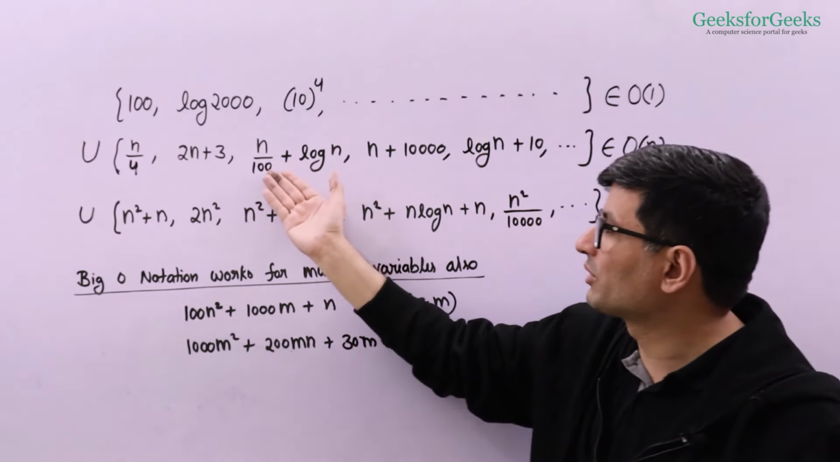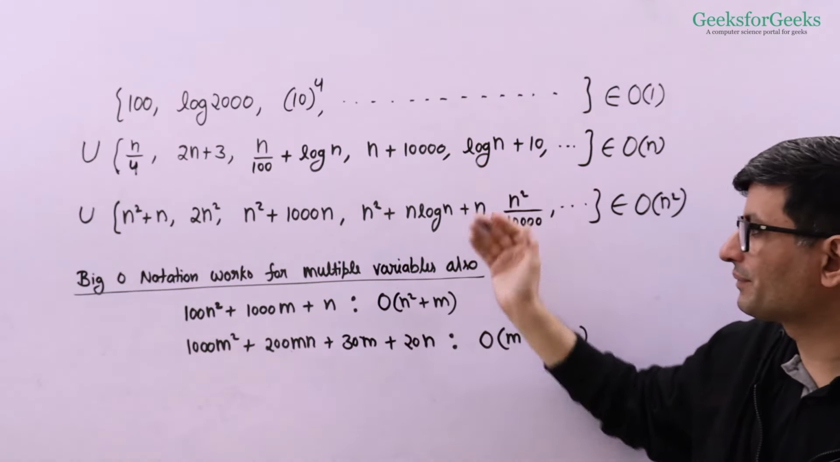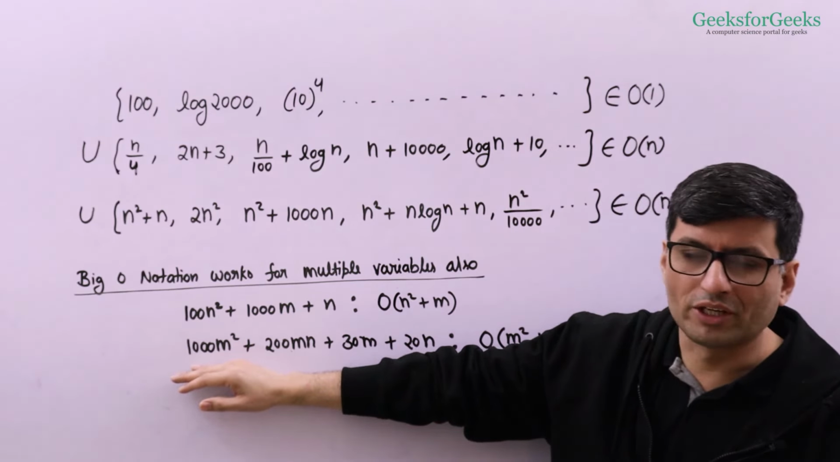You would like to write this as big O of n or theta of n, and this as theta of log n or big O of log n. Big O notation works for multiple input variables also.